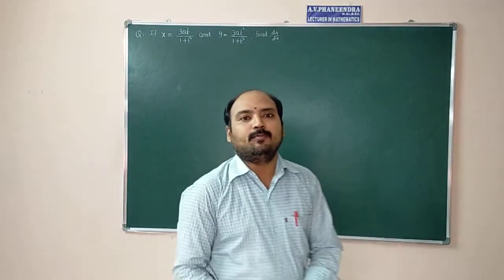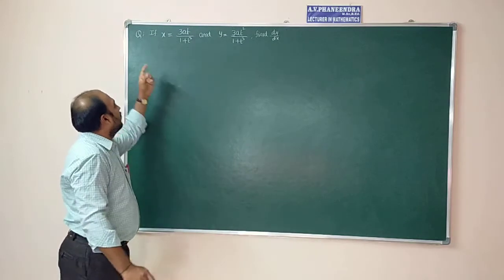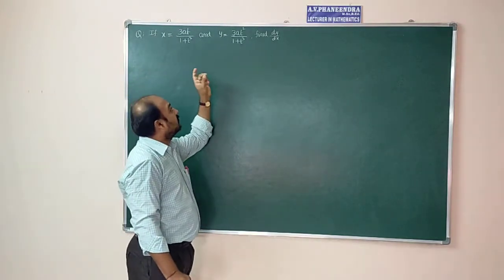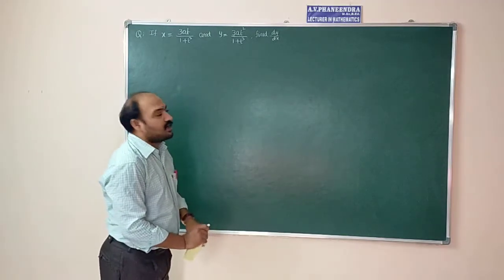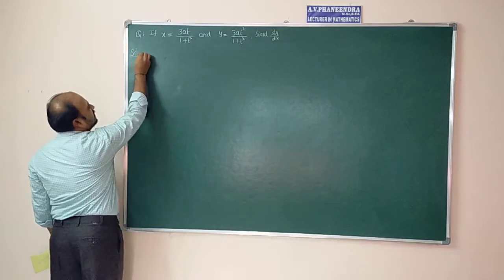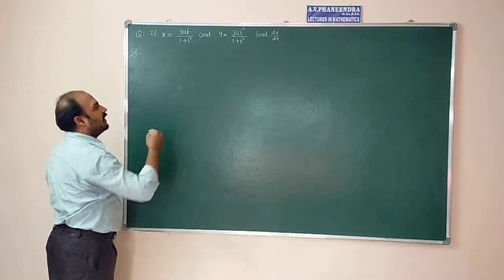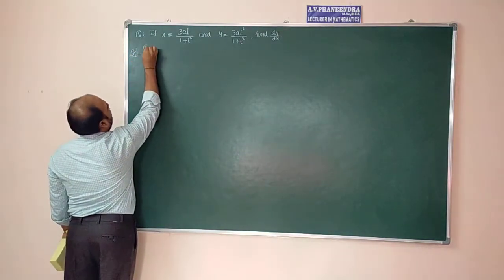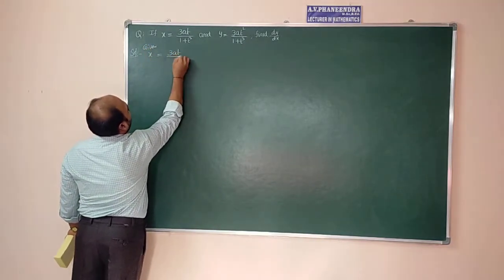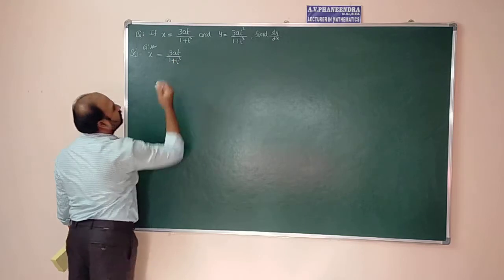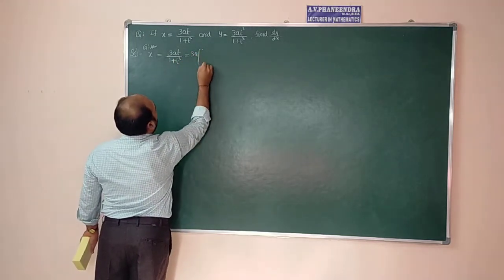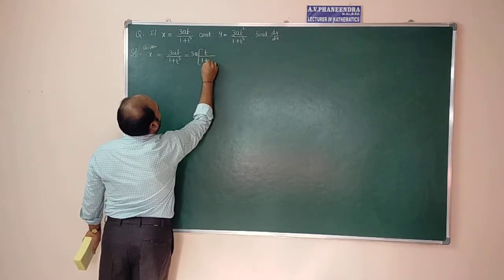Next question, it is important for 7 marks. If x is equal to 3a t by 1 plus t cube and y is equal to 3a t square by 1 plus t cube, then find dy by dx. So first consider the x value and find dx by dt. Given x is equal to 3a t divided by 1 plus t cube, we can write it as 3a constant outside, t divided by 1 plus t cube.